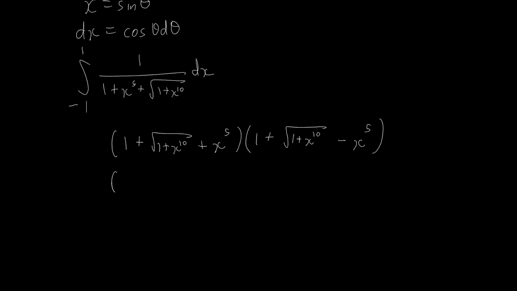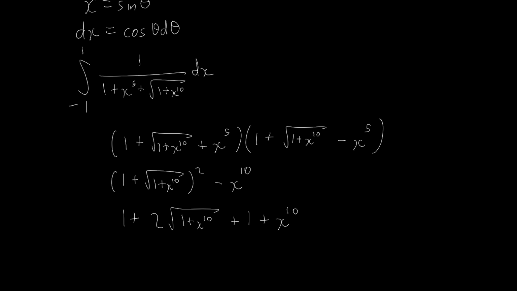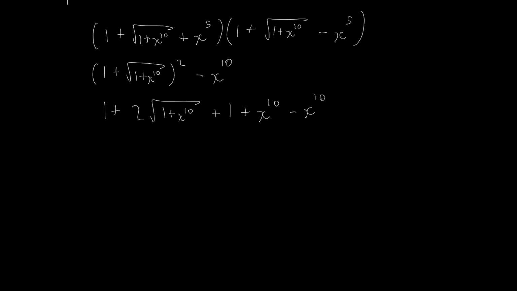And you're going to see this is the difference of two squares. So you can write it as follows. Minus x to the 5 squared, which is x to the 10. And then if we expand out this bracket, we get 1 plus 2 square root 1 plus x to the 10, and then 1 plus x to the 10 squared. So that's plus 1 plus x to the 10. And you'll see that these x to the 10 terms cancel out, and we're left with 2 lots of 1 plus square root 1 plus x to the 10.